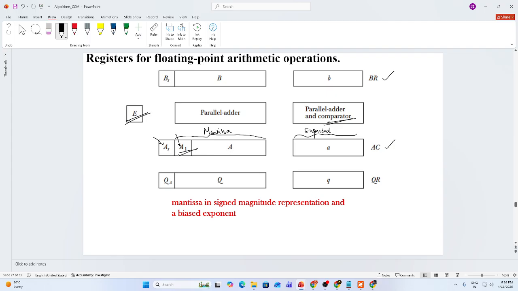So I can shift this register left or shift this register right, and accordingly I can adjust the exponent. Just one thing: if I shift the mantissa right, I need to add to the exponent. If I shift the mantissa left, I subtract from the exponent. That's what I explained: underflow, overflow, alignment, all these things.